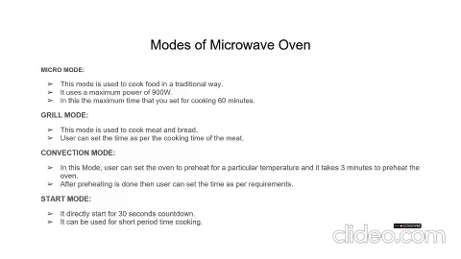Convection mode: in this mode, the user can set the oven to preheat to a particular temperature, and it takes 3 minutes to preheat the oven. After preheating is done, the user can set the time as per requirements. Start mode: directly starts a 30 seconds countdown. It can be used for short period cooking.